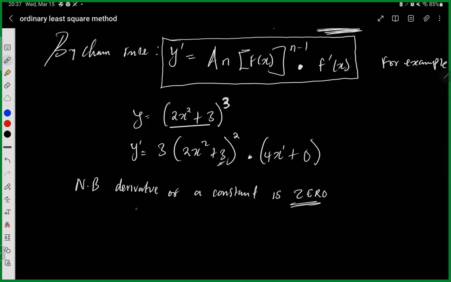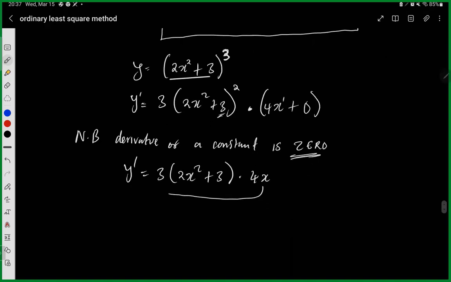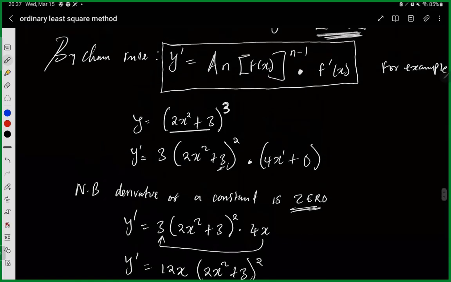So what does that mean? y prime is equal to 2x squared plus 3, multiplying 4x. x to the power 1 is just simply x. So the 2, this one here and this one here can multiply. Oh, by the way, there's this 2 here, which I forgot. So this here can multiply with that, and we are saying y prime is equal to 12x, open bracket 2x squared plus 3 to the power 2. I hope I'm not too fast there.